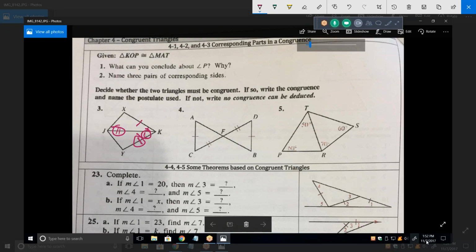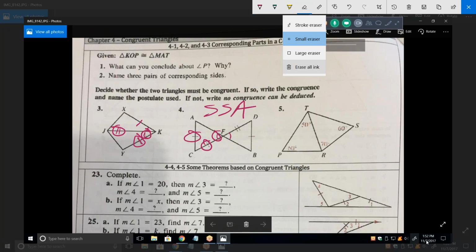Number 4. Well, there's vertical angles in there, so I thought it was side angle side. You're right. In other words, we definitely know that. Yeah, but like the answer is no. The reason is because it's side-side angle. And that's not enough to prove congruency.